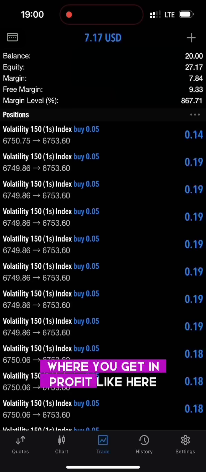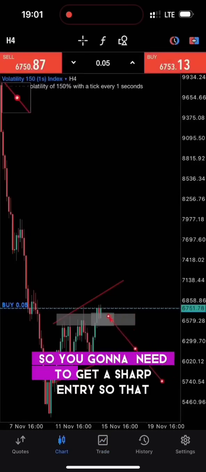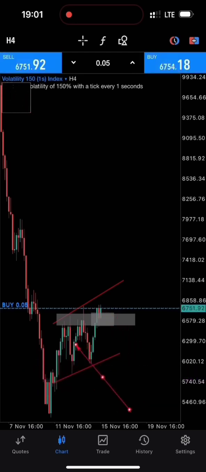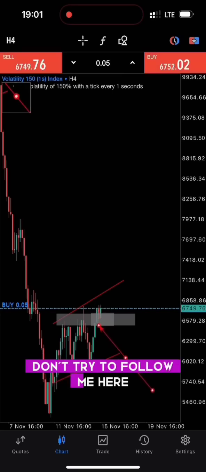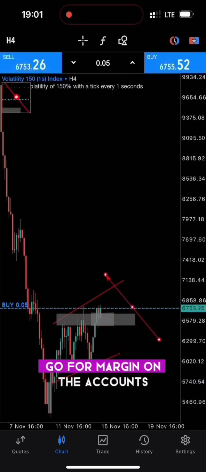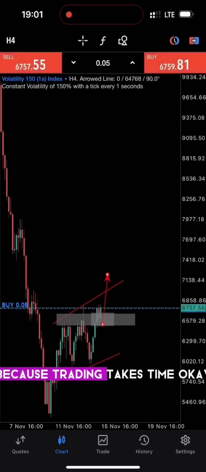We'll get in profit like here, just like that. You need to get a sharp entry so that your account does not blow. To be safe, I urge you to put only one position. Don't try to follow me here. I'm not urging everybody to go full margin on their accounts. I urge you to go as slow as possible because trading takes time.